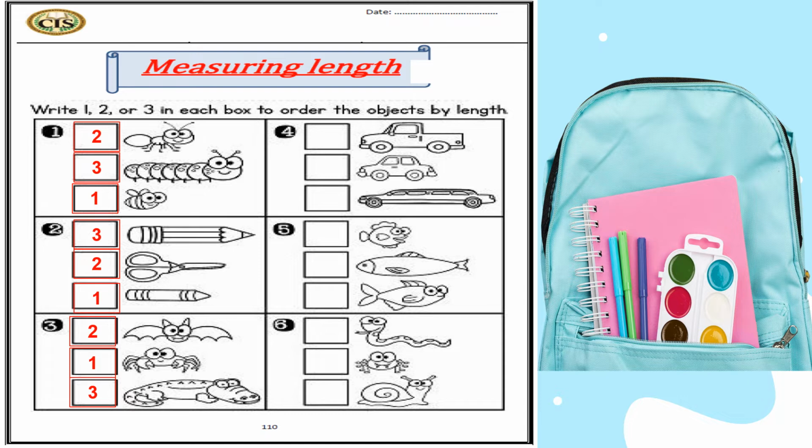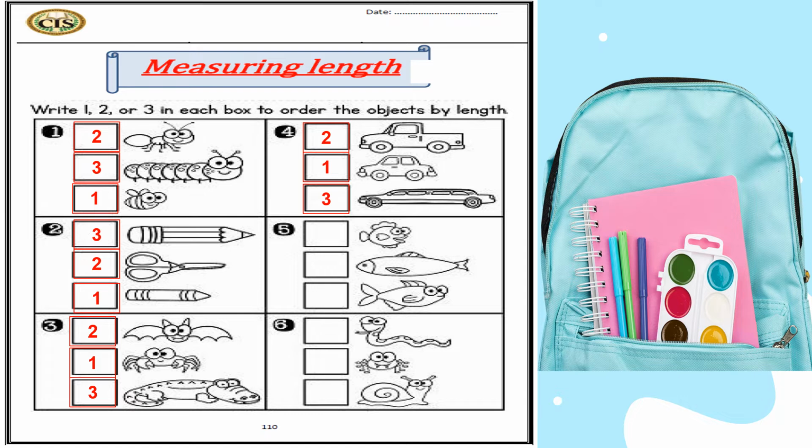Number 4, which of these objects is shortest? Which one? This one, we will give it number 1. And which of them is longer? This one, we will give it number 2. Which of them is very long? This one, we will give it number 3.